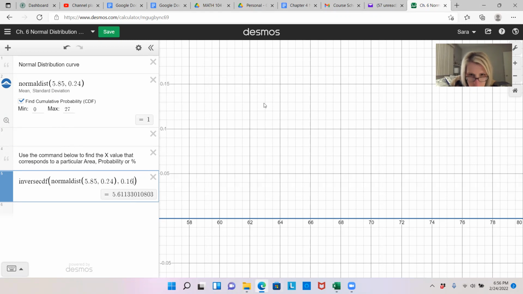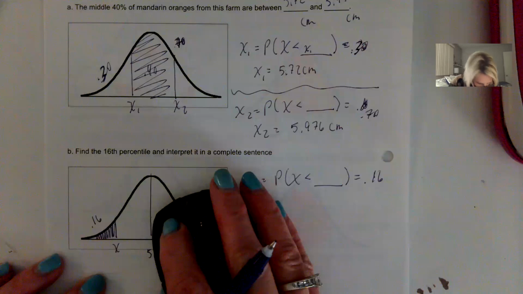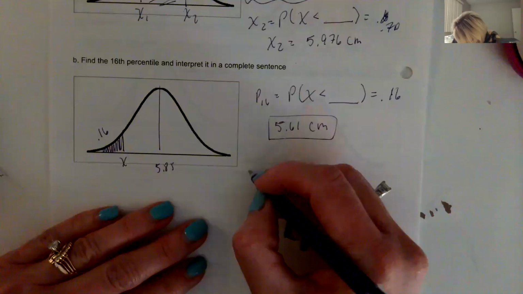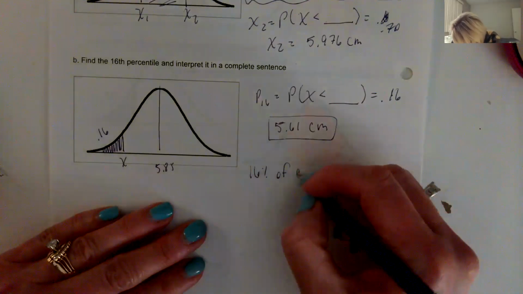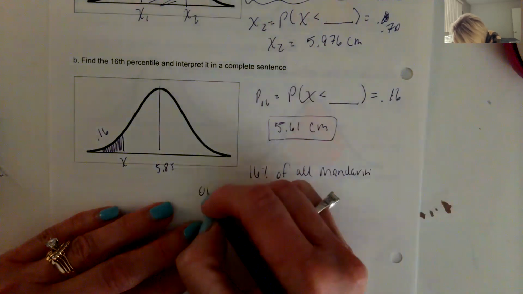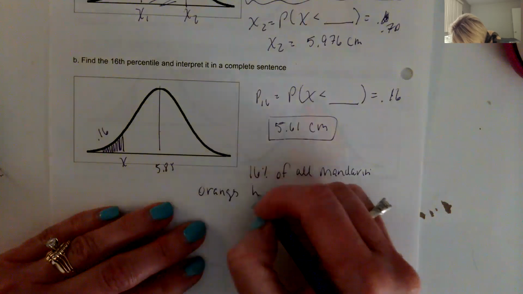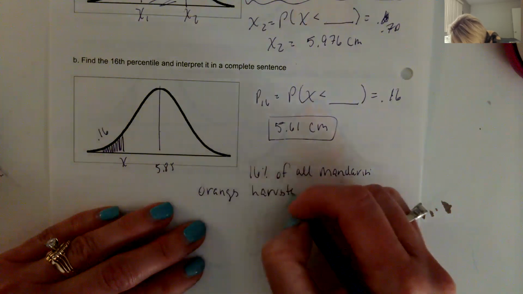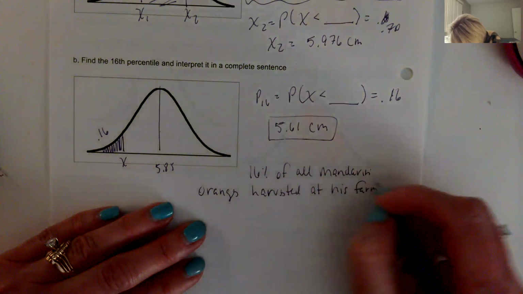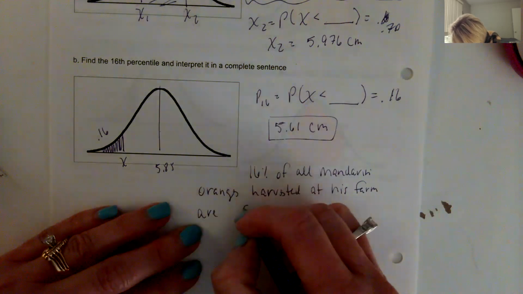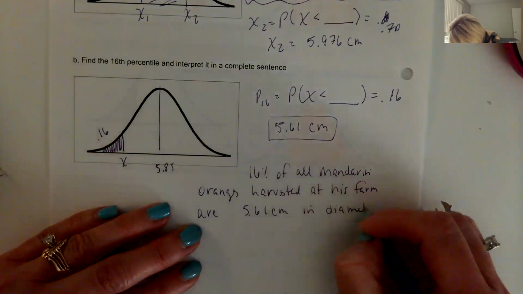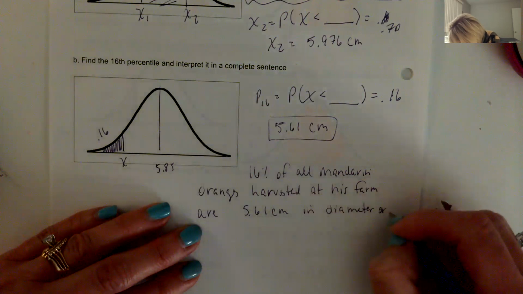Okay. So let's go and interpret what this means. Well, it says 16% of all mandarin oranges harvested at his farm are 5.61 centimeters in diameter or less.